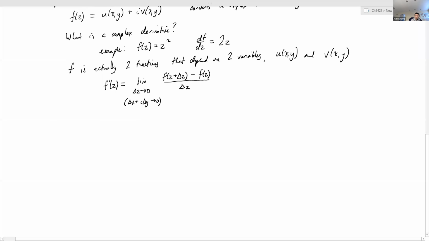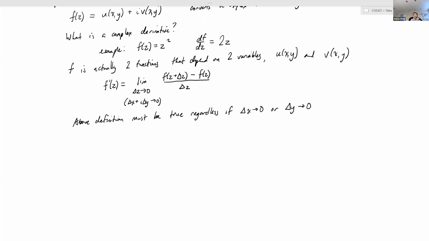So what I mean to say is that this above definition here must be true regardless if we let delta x go to 0 first, or if we let delta y go to 0. Okay? Let's see what happens if we do this by individual components in the way that AJ was talking about.